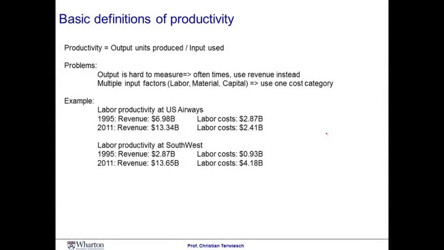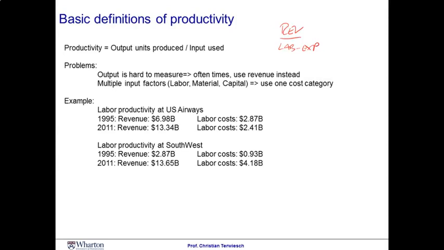We define productivity as a ratio between output and input. Oftentimes, however, it is difficult to measure output, so it is common in productivity analysis to use revenue numbers instead. We also often have multiple input factors, such as labor, materials, capital, and other things. One way to avoid adjusting for these multiple categories is simply to define one productivity ratio for each category. For example, we can speak about the labor productivity as a ratio between revenue and labor expense. Let's try this out for the US airline industry.